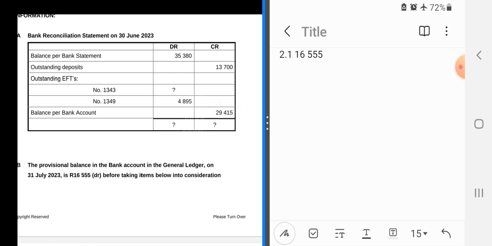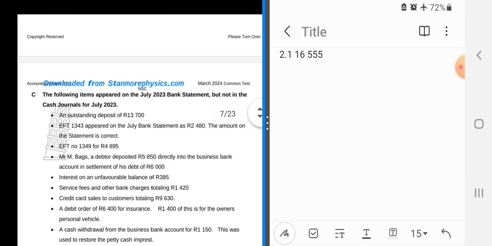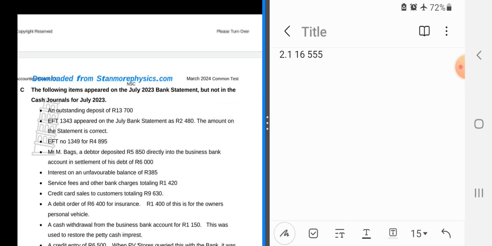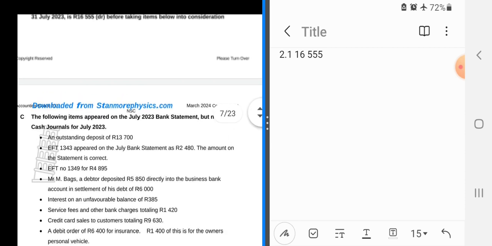So let's look. We had an outstanding deposit on last month's bank reconciliation statement. So the 13,700 didn't appear on the bank statement. Can you see that? The 13,700 last month was an outstanding deposit, which means it did not appear on the bank statement, but it appeared on the cash receipts journal. Now they are saying the following items appeared on the July 2023 bank statement. So it is no longer an outstanding deposit, that 13,700 rand. It has now appeared in the bank statement. If it was not appearing, we would still write it as an outstanding deposit. So the EFT of 1343 appeared on the July bank statement.